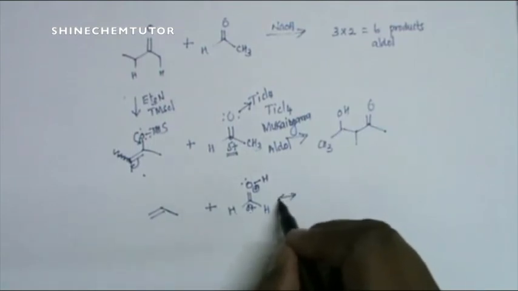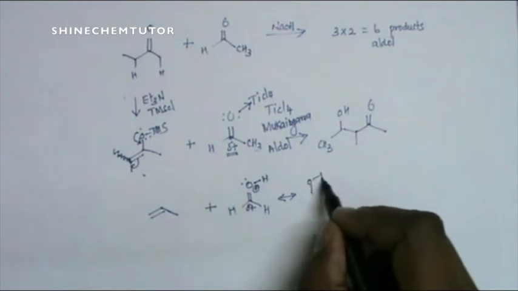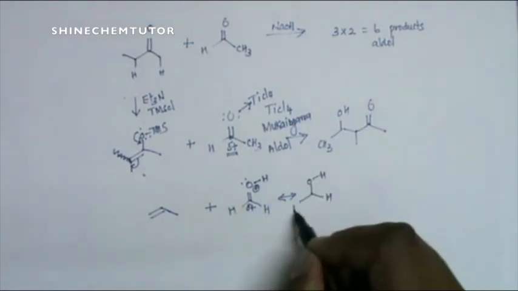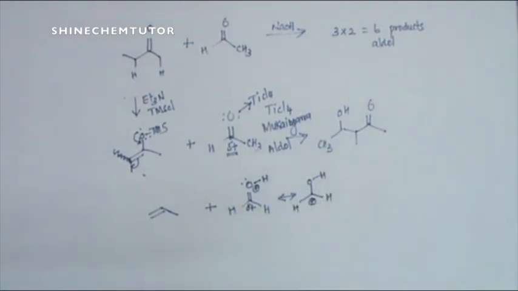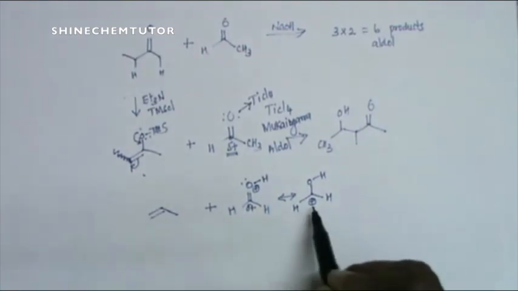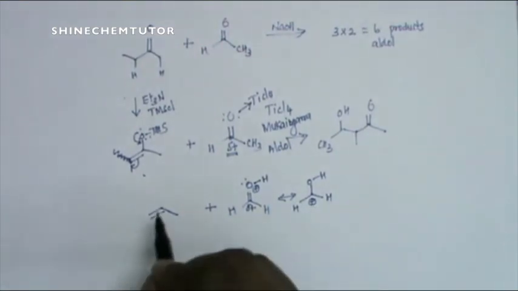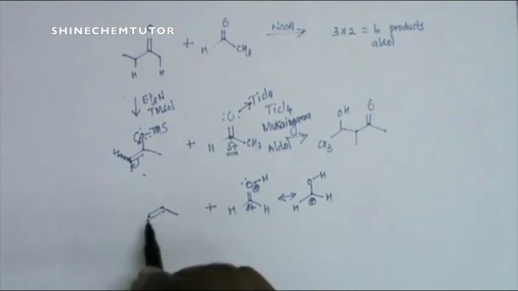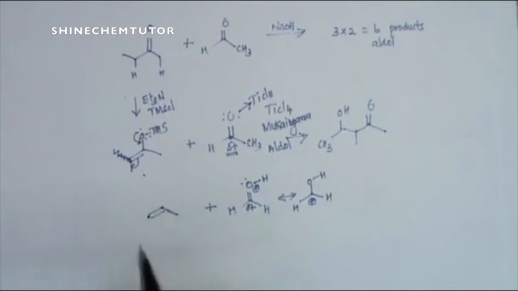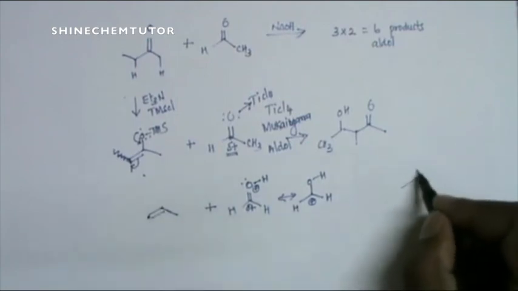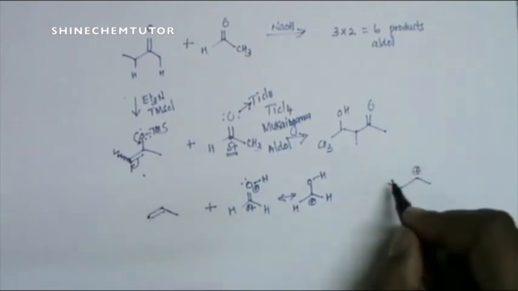I can even go for the resonance structure. This will be the other resonance structure. So the double bond will attack this. Which carbon will attack? This carbon or the other one? This carbon will attack because when it is attacked, I will get a secondary carbocation. So what I get is like this.